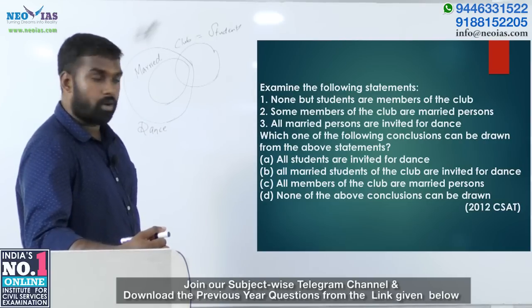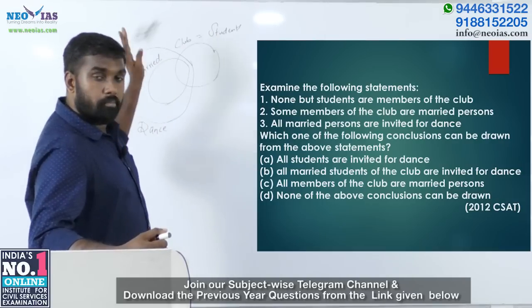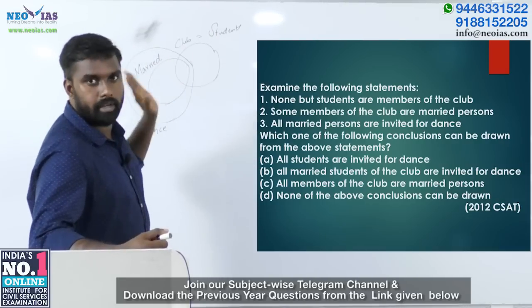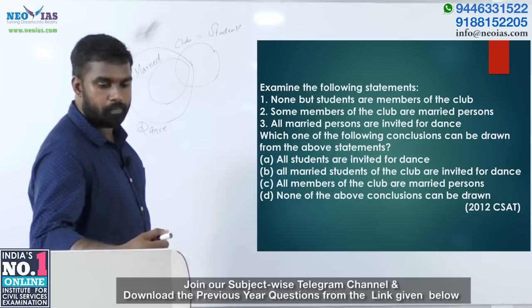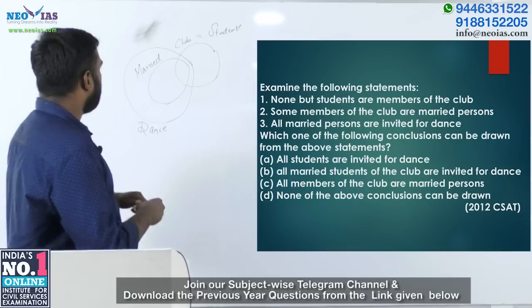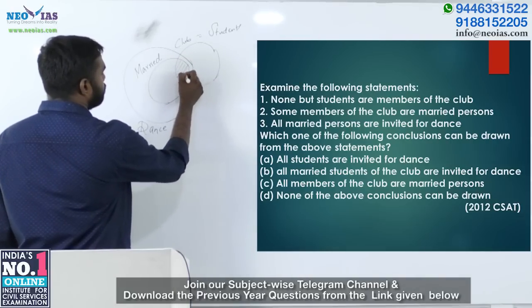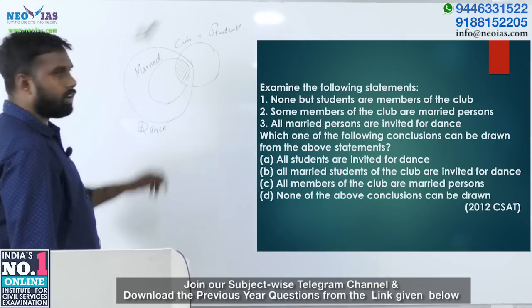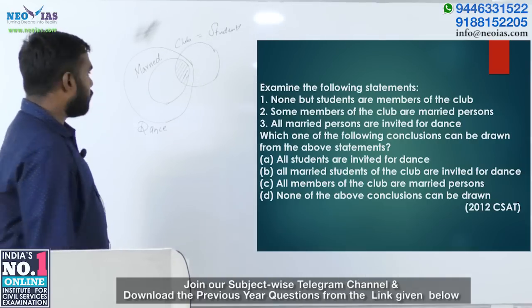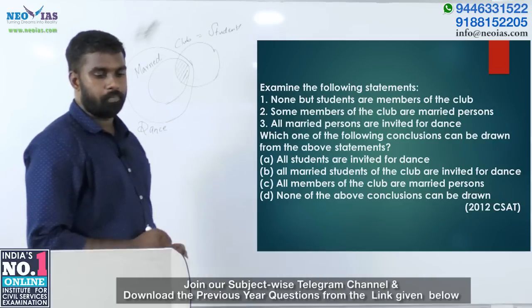All students are invited for dance. All students are not invited. Only married ones among them are invited. Okay, so option A is eliminated. All married students of the club are invited. Married students of the club are this, isn't it? They are invited. Yes, they are invited. So all married students are invited. So option B is the answer.